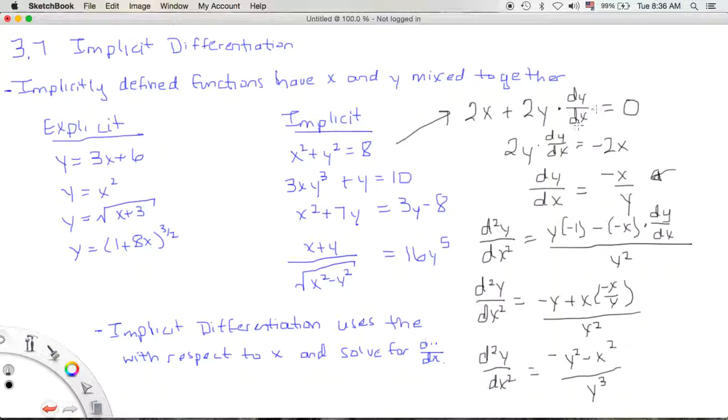So when you have your implicit differentiation and you have to take multiple derivatives, you're going to have to use the ones you solved previously to plug in so that you can get those second derivatives.